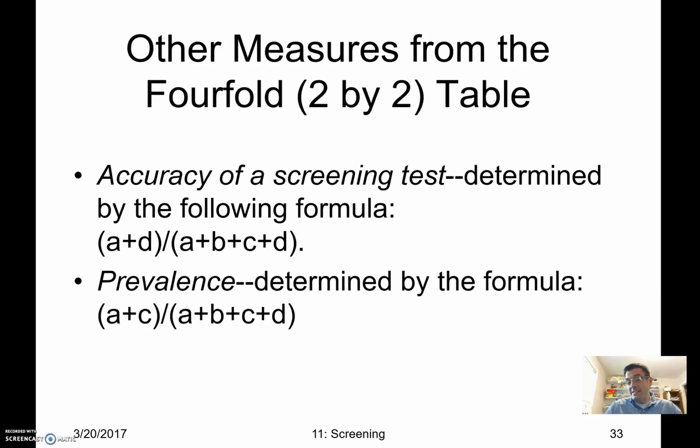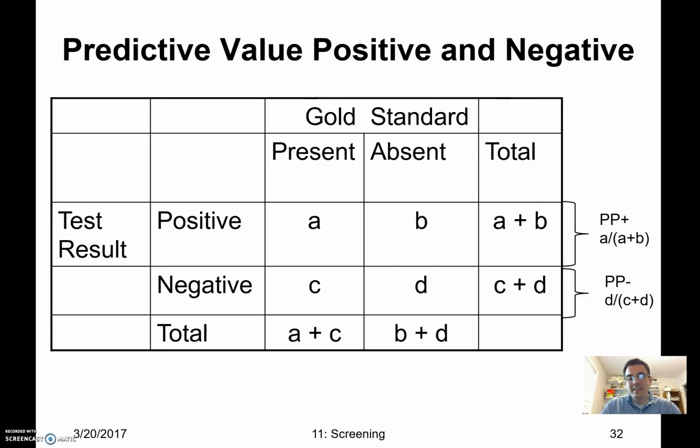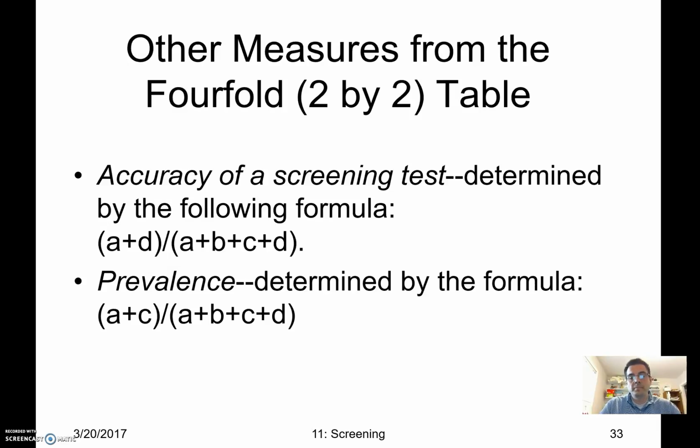Whereas prevalence, remember, is the number of cases of disease in your population of study. So this is A plus C, regardless of whether or not they're testing positive with the screening test. It's the prevalence of disease, all divided by A, B, C, and D. We will go through a number of these examples in class, and we'll do them in quizzes.